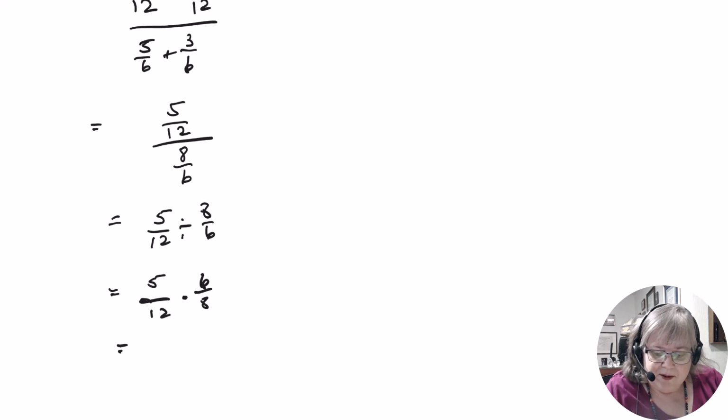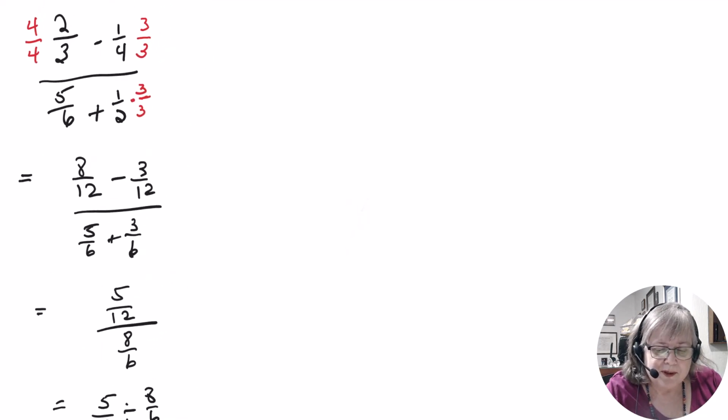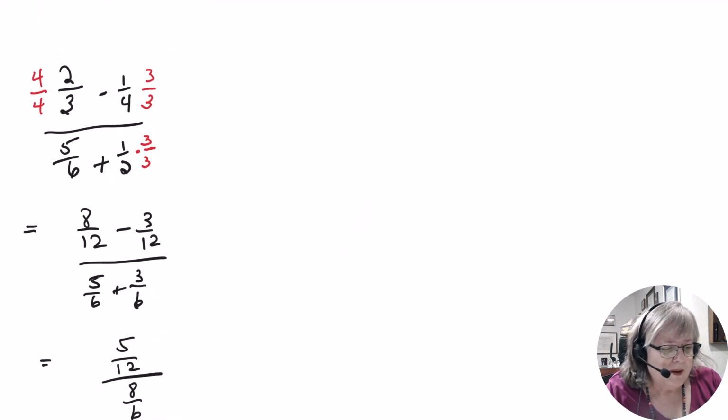So 6 goes into 12 twice, and you would have 5 over 16. Legitimate. I mean, there is nothing wrong with this. Works smoothly. Not a problem. Okay, now let's look at an alternative form.